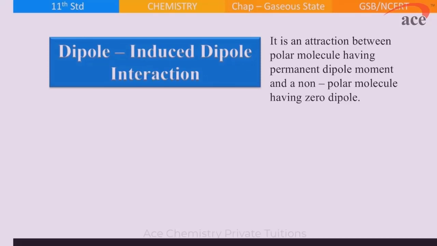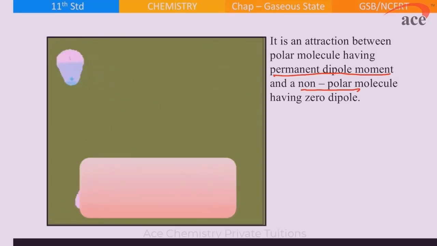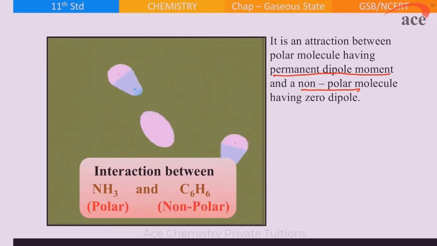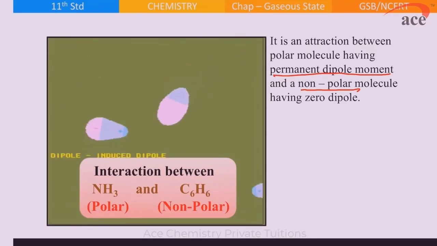So, what exactly is it? It is an attraction between a polar molecule whose dipole moment is not zero, such molecules are called permanent dipole moment molecules, with those whose dipole moment is zero, such molecules are called non-polar molecules. And the example which we can see here is given with ammonia and benzene. Ammonia is polar and benzene is non-polar. Is that fine? Okay.